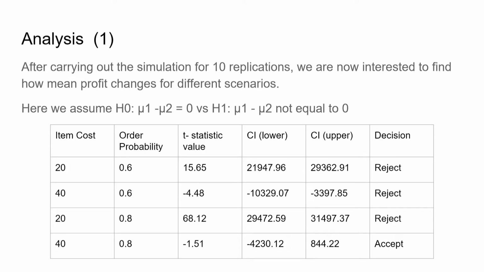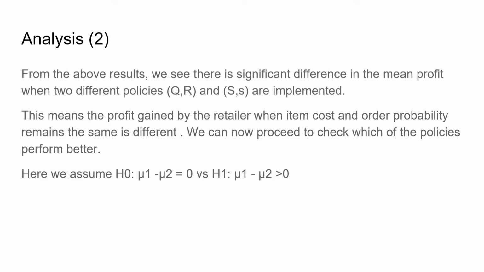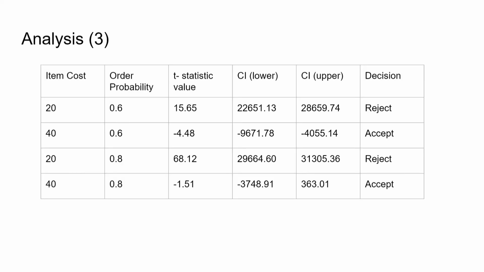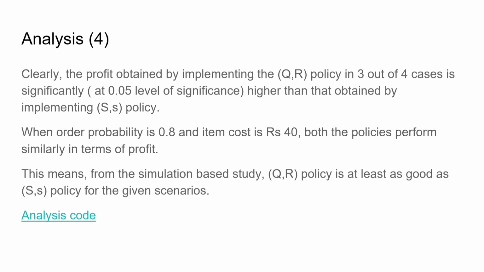To see whether the mean profit is significantly different for the two policies, we have done a paired t-test. From the given table, we find that for the first three cases, the mean profit was significantly different, whereas for the last one it wasn't. Then to check which policy performed better, we have the second table, from where we can see that for the first and third case, QR policy performed better than SS policy in terms of profit. In the second one, SS policy performed better, and for the last one, there wasn't much difference.